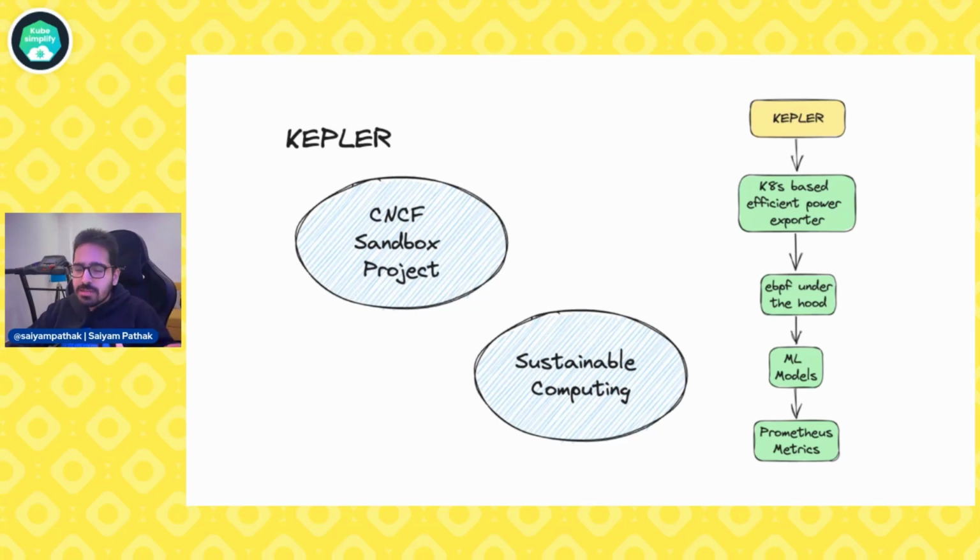So one such tool is Kepler, which is a CNCF project that falls under sustainable computing. Kepler is the Kubernetes-based efficient power exporter, and it uses eBPF under the hood to capture all the metrics and then passes those metrics to machine learning models that analyze and enrich that data, and again export it as Prometheus metrics that give you the exact carbon emissions for your specific applications deployed on the Kubernetes clusters.